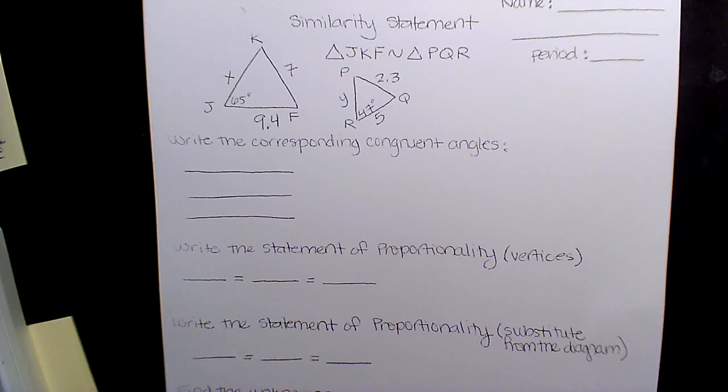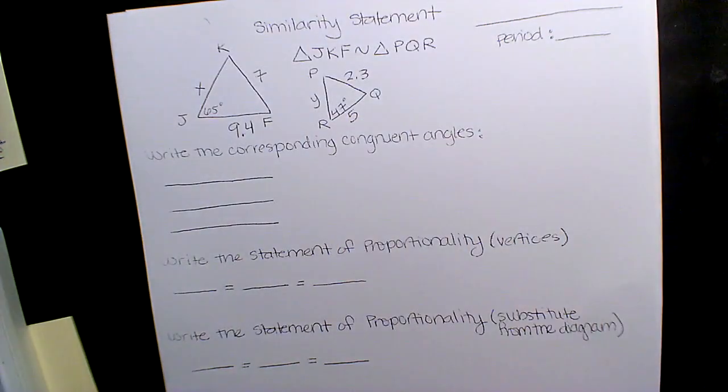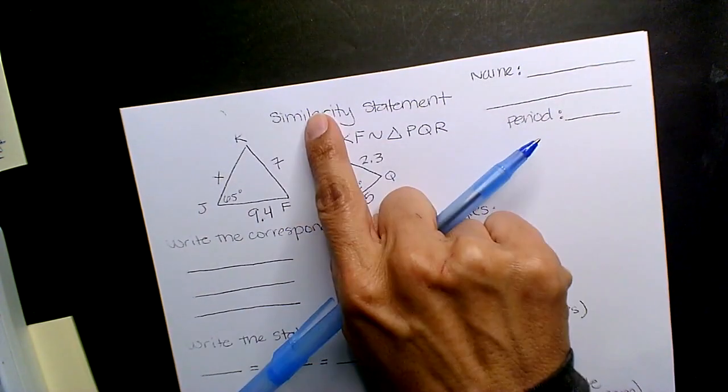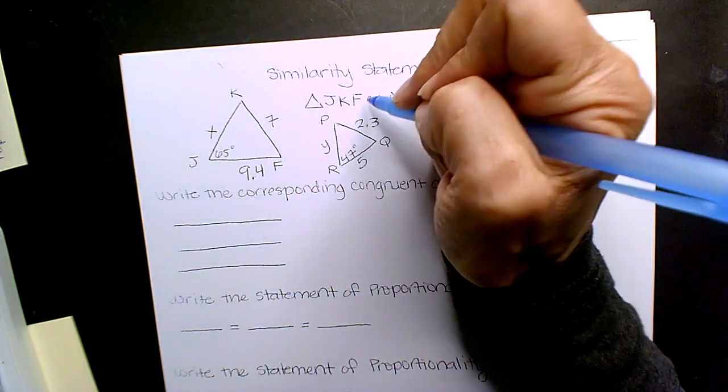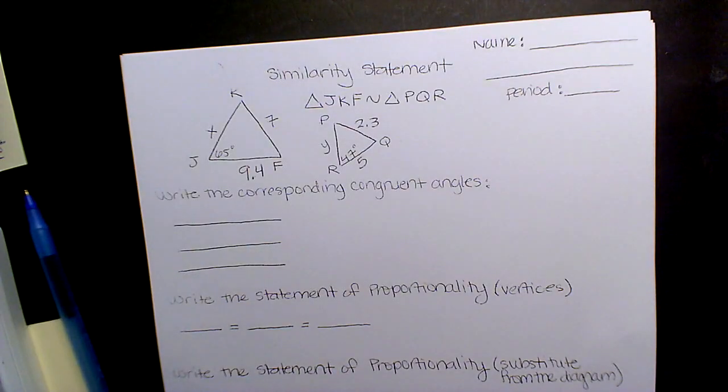This way it's set up where you have to tell me the corresponding parts, the statement of proportionality, and then you have to solve. Let me at least do most of it for you, but you'll do the solving at the end. Look, this is a similarity statement.